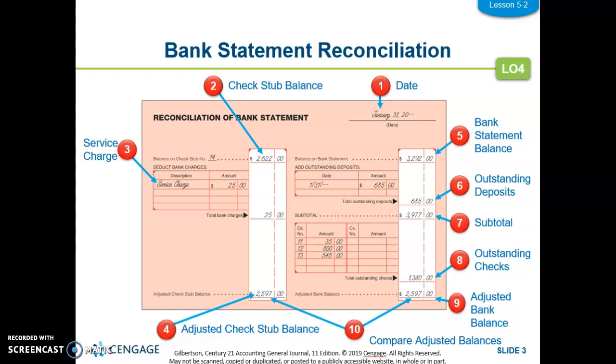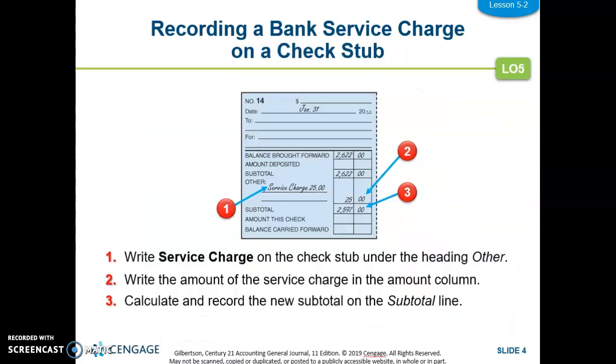Now, although a business does not write a check for the bank service charge, it is coming out of our checking account and we must record it in our accounting records as a cash payment. So to record this in our check register, this will go where it says other. We will put in our service charge and the amount. This was for $25. And then put in our subtotal here, which was 25. And then subtract from our previous subtotal to get our new current subtotal.